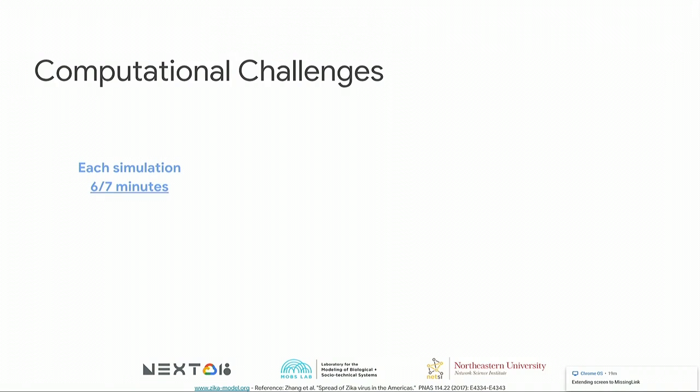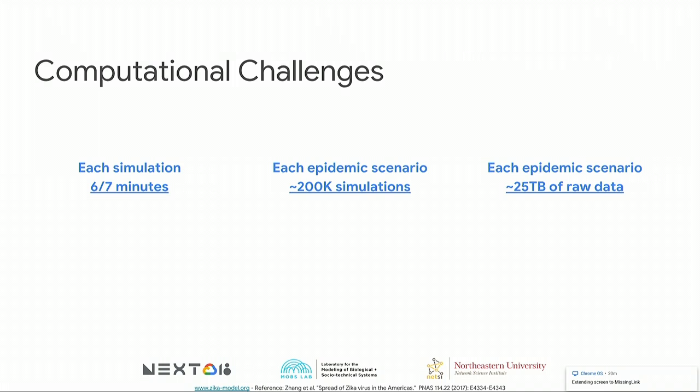The first one is that since we did not know the original time of introduction of the virus in Brazil, we had to run longer simulations with GLEAM to essentially explore back in the past what was going on. And that meant that each single simulation of a global epidemic will take up to 7 minutes on average to run. However, because of the randomness and the complexity in the model, we actually have to run 200,000 of those simulations to have robust results. And that, unfortunately for us, generates about 25 terabytes of data that we then have to process.